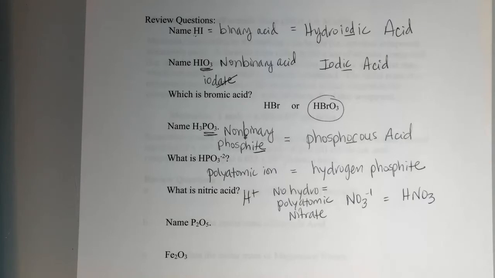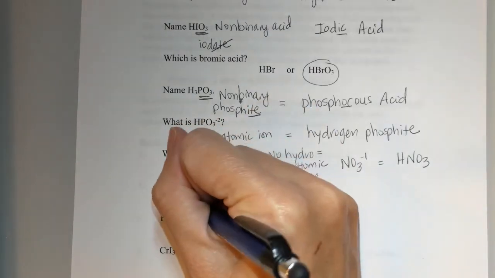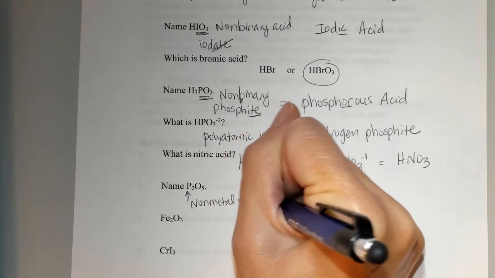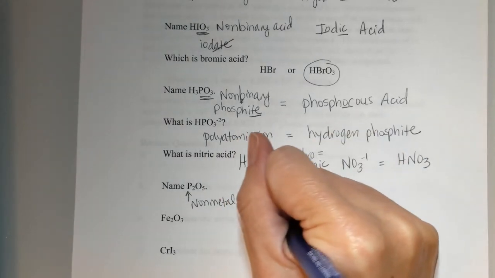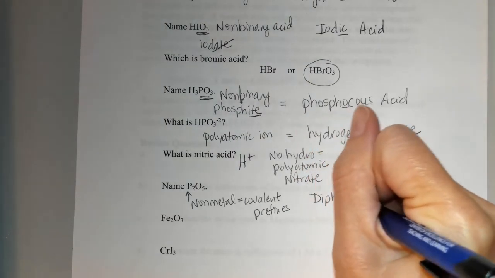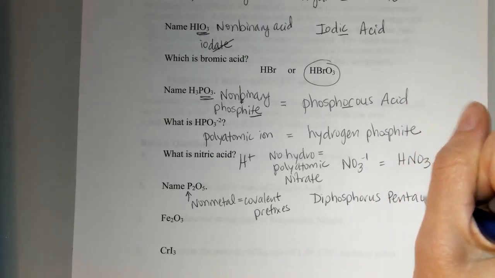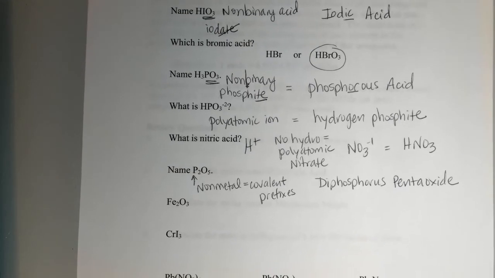All right, now P2O5, we're changing gears a lot, right? Very substantially, because now we're starting with phosphorus, which is a nonmetal. That means this is a covalent or molecular compound. And what we saw was when you have a covalent compound, we use prefixes. So P2O5 would be diphosphorus pentaoxide or pentoxide. P2O5, diphosphorus pentaoxide.